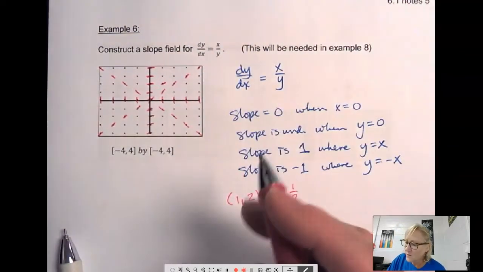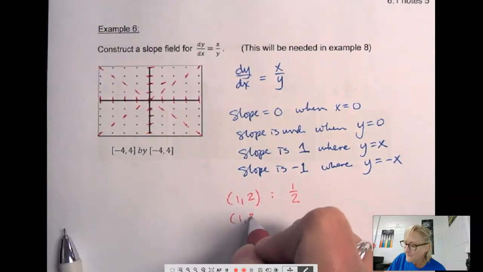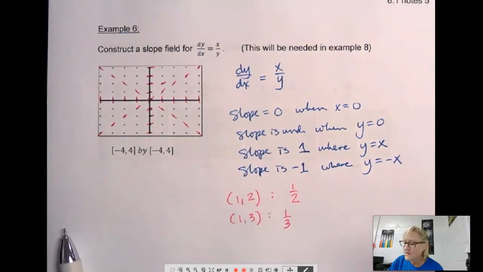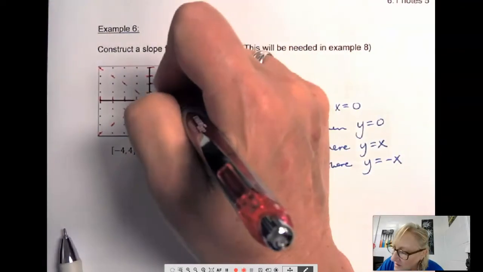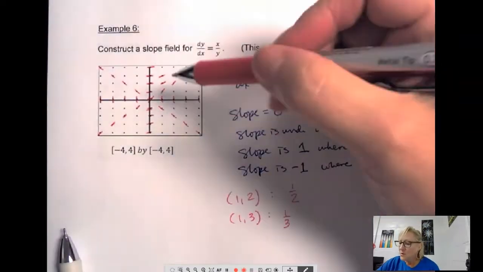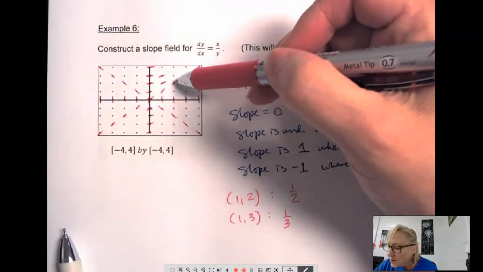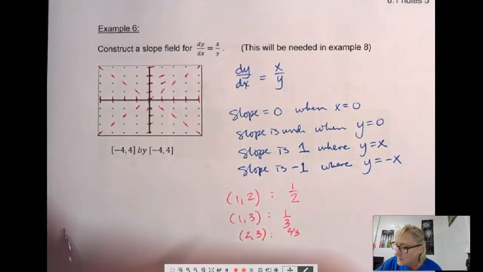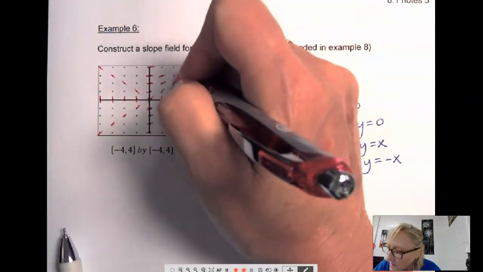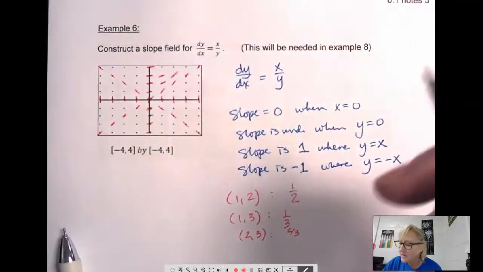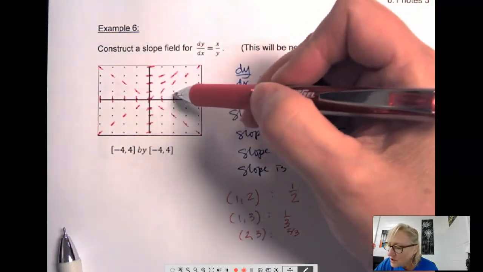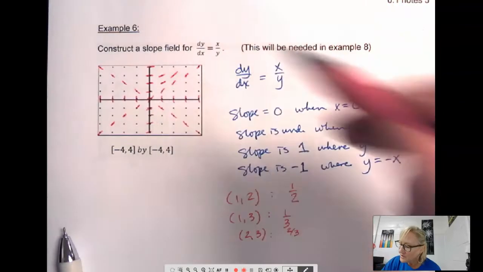Okay, what about the point (1, 3)? Well, x over y would give me a slope of 1/3, so that's even less steep. Okay, well, what about this point here? That would be (2, 3). So that would be the slope 2/3. Well, that's a little steeper, isn't it? Not a whole lot, but a little bit. Let's see, what about a point like (2, 1)? I'm sorry, yeah, (2, 1).